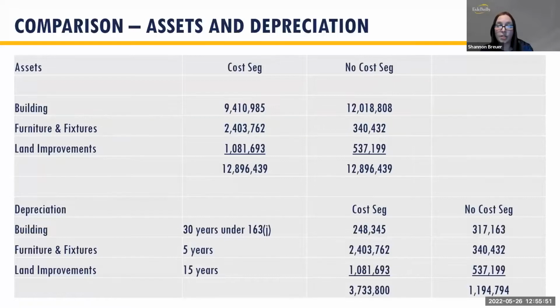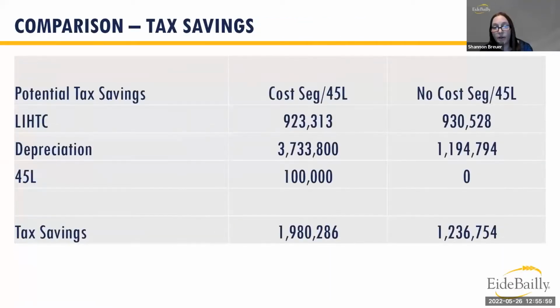Without the cost segregation study, depreciation expense in year one would have been over $2.5 million less. And without the cost segregation study and 45L, the tax savings would have been almost $750,000 less.